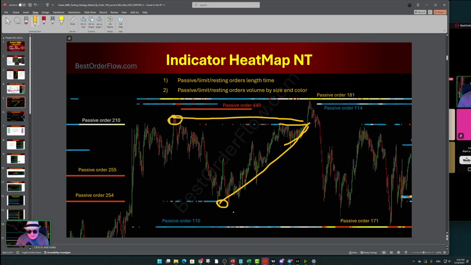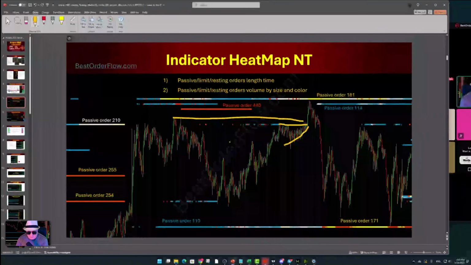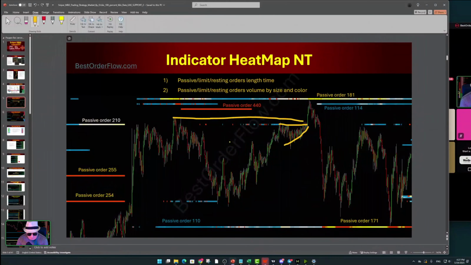If we don't understand this, that's not a classic triangle. Yeah, that's actually a classic triangle, but with the market, yeah, I call it price maker. Not the market maker, but the price maker.